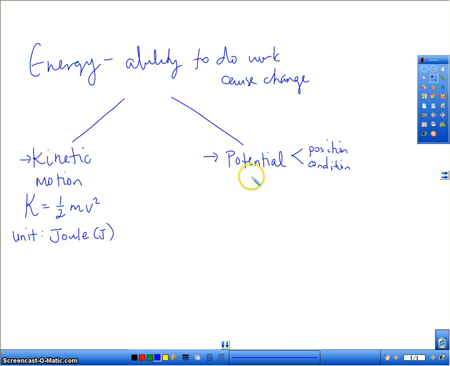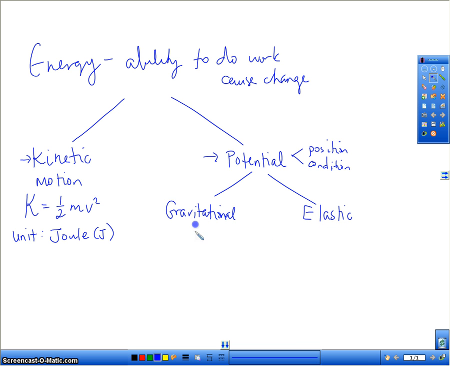Potential energy comes in lots of different forms. There's chemical potential energy, which we won't discuss in physics. That's the energy stored in bonds, like when you eat an apple and your body breaks those bonds apart and takes the energy stored in them. The two that we will use in this class are gravitational potential energy, which is energy due to the gravitational pull on an object, and elastic potential energy, which is the energy due to the elastic nature of an object.